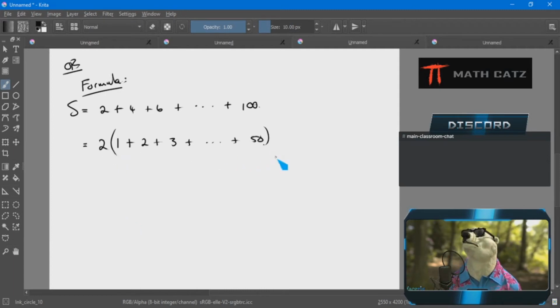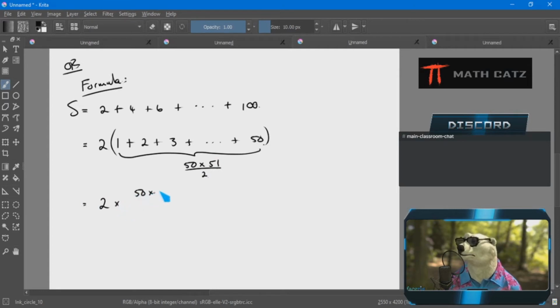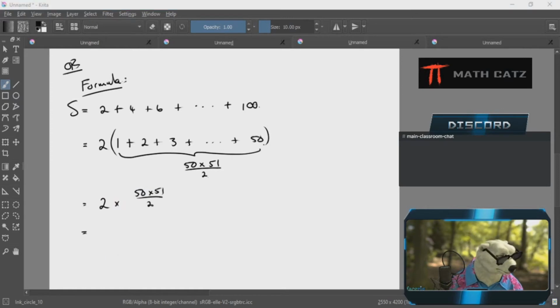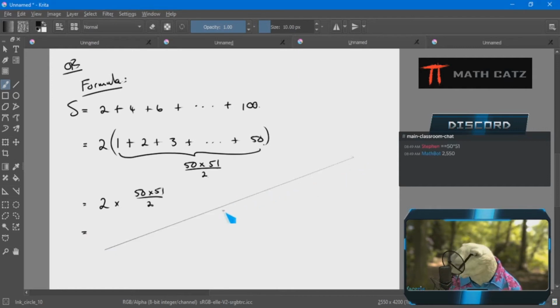But because of what the sequence looked like, I had to do something else. This now in the bracket is perfectly set up for the formula. And it is 50 times 51 over 2. I still have this 2. So it's 2 times 50 times 51 over 2, which is... Get rid of this line, stupid line. 2,550.